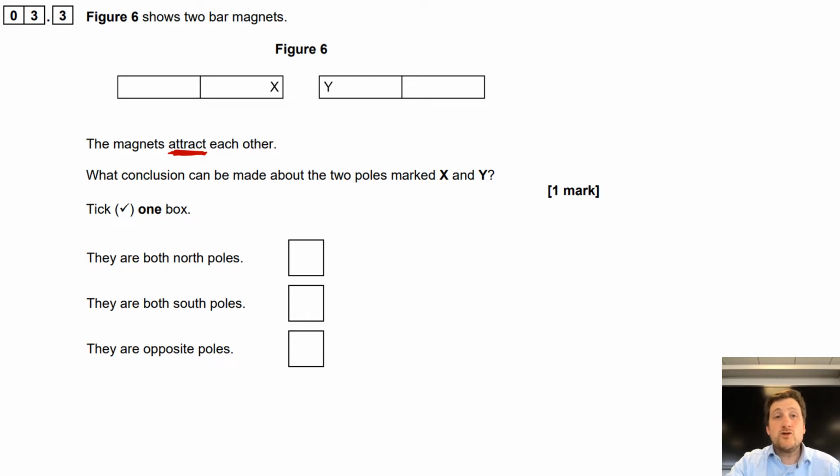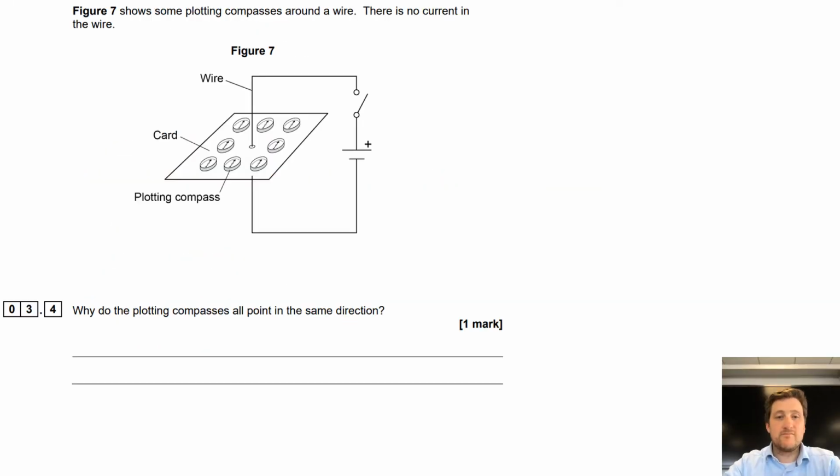Now, why do two different bar magnets go together? Well, that's because they are opposite poles. Again, if they're both north, they repel. If they're both south, they repel. It's only opposite poles that attract.